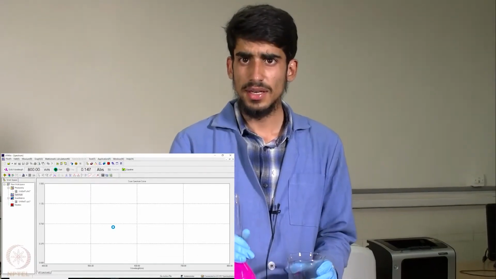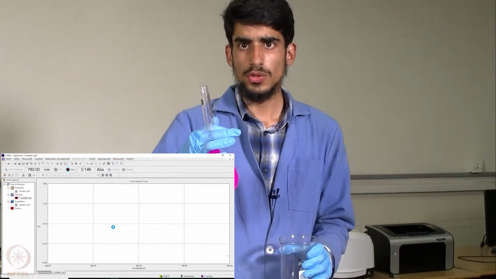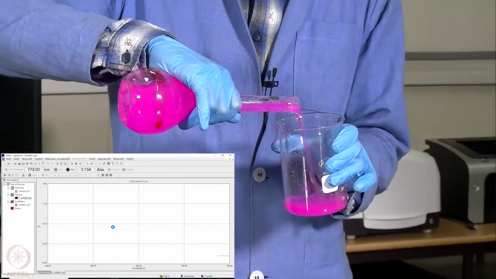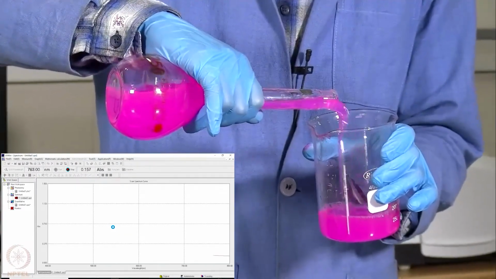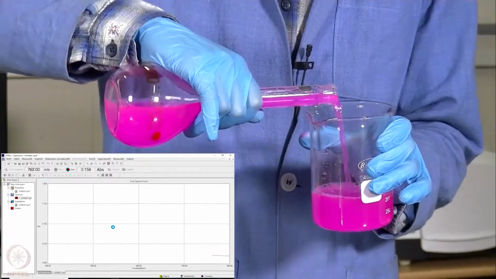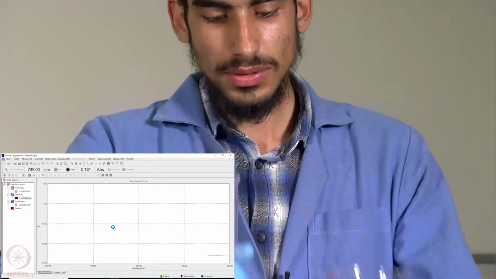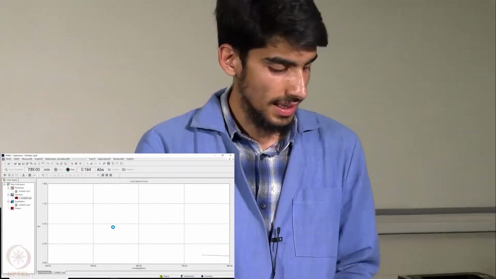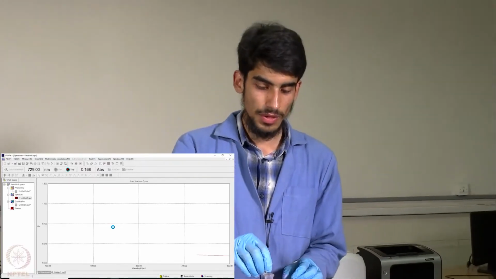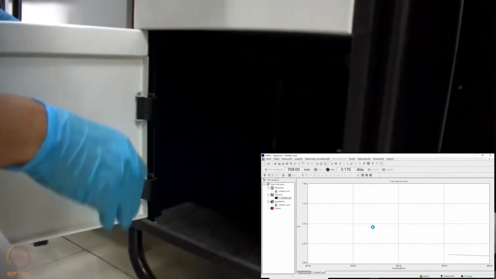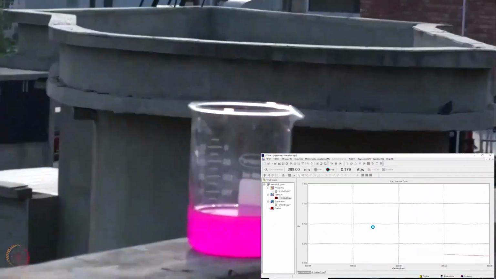Meanwhile our scanning is running, we will split this solution into two portions. This does not need to be exactly divided into two equal halves, just roughly two equal halves. So one part we will keep under direct sunlight and the other solution we will keep in dark. This portion we will be keeping under dark conditions, and this portion we will keep under direct sunlight.